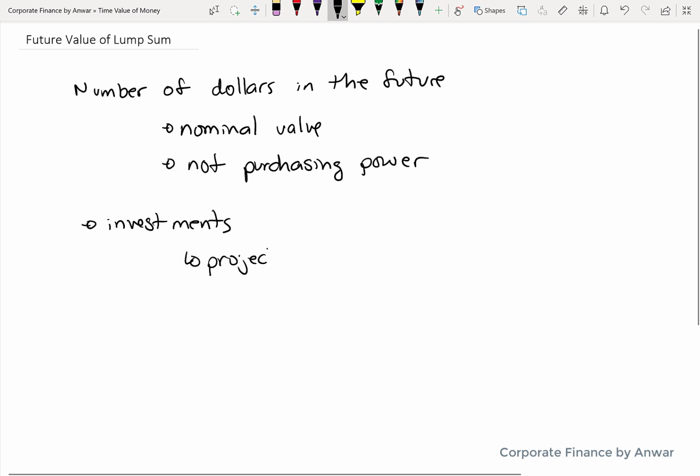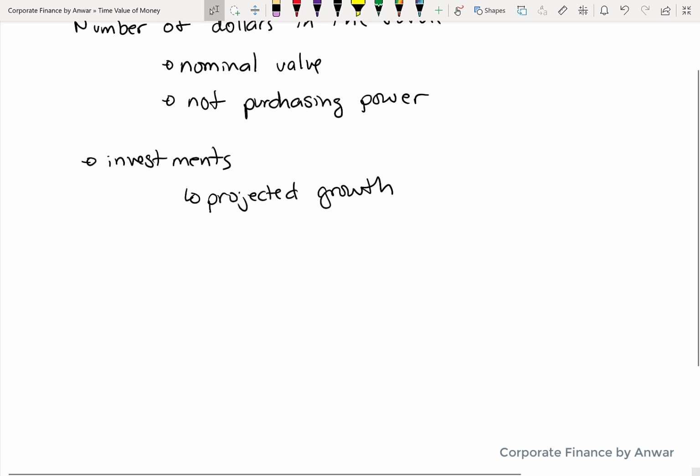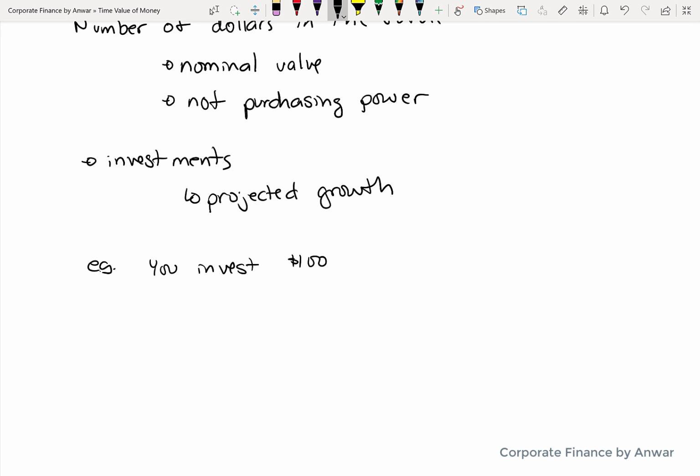So if you know that you're going to invest a certain amount of money, which is usually known, you know how much you have, and you can estimate the projected annual growth rate depending on the type of investment, whether you're buying a GIC or a bond or a stock, then you can have a reasonable idea as to what you're going to accumulate in the future.